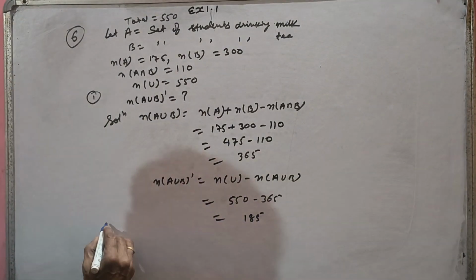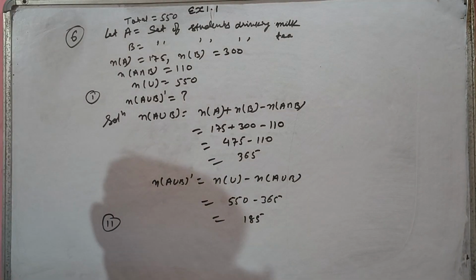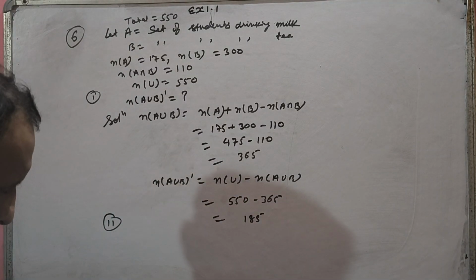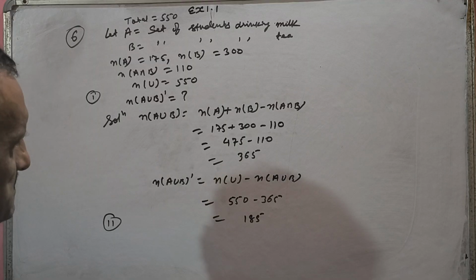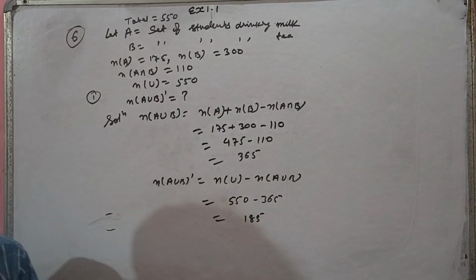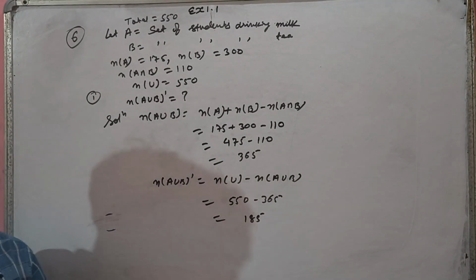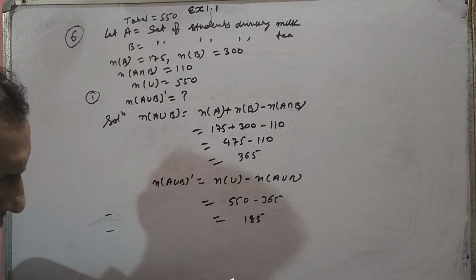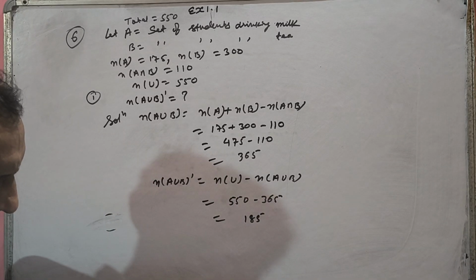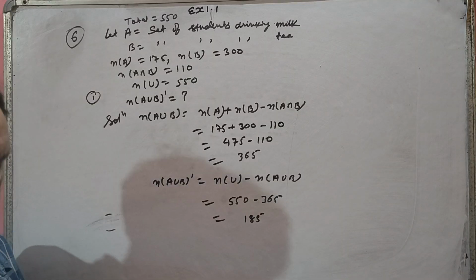Okay, in number 2, what do we have to find? There is no number 2 here. Okay, this is question number 6. Now number 7.